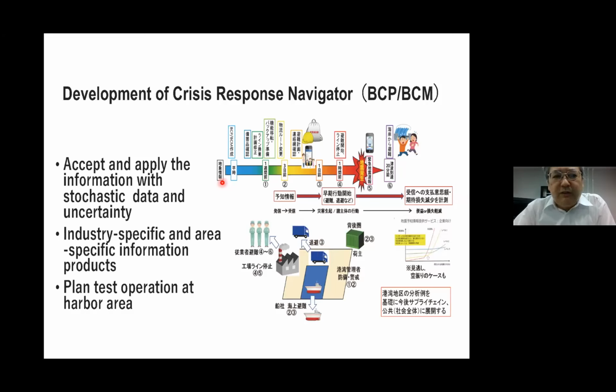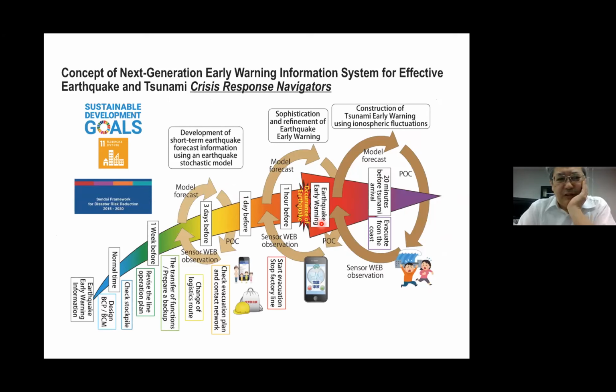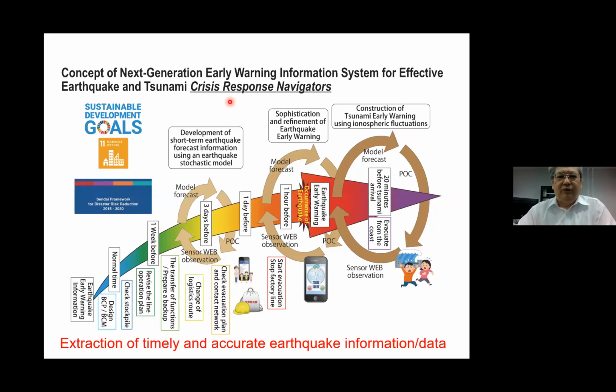So we need to know what kind of action the client can take with information 1 hour before, 1 day before, 3 days before, 1 week before. This is the normal period. Then after the quake and before the tsunami comes. This is in Japanese, so maybe this is much better. Here are the time of the earthquake, 1 hour before, 1 day before, 3 days before, 1 week before. What kind of information is issued? What kind of reaction can be done? And the tsunami is also here. Here the reaction is given. To make this reaction, we need to make crisis response navigators. That is a very important concept.